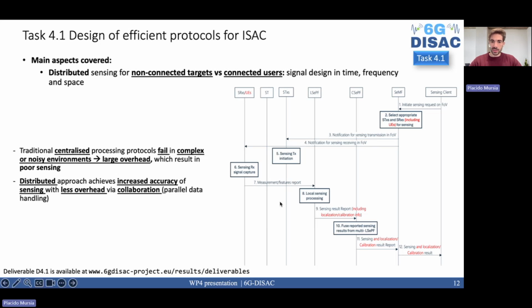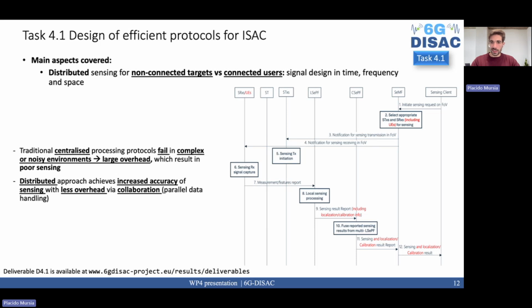The measurement reports are then provided to the local sensing processing functions, which are effectively distributed intelligence in the network, which provide some initial local processing on the data, the result of which is then provided to the central sensing processing function, which is a unique entity in the network, which provides fusion of these local sensing processing results.